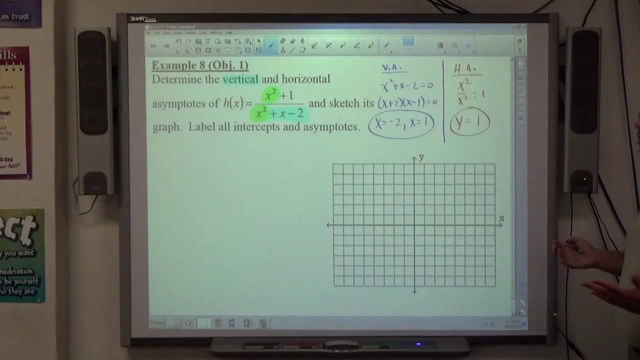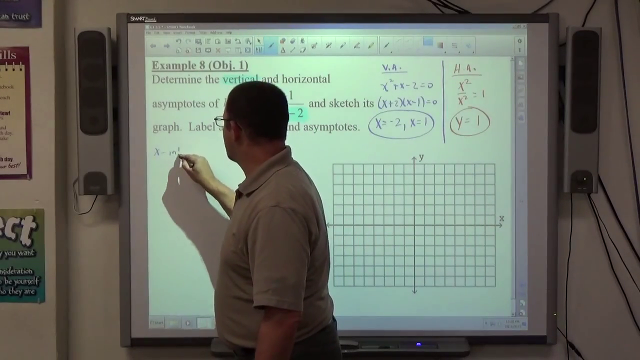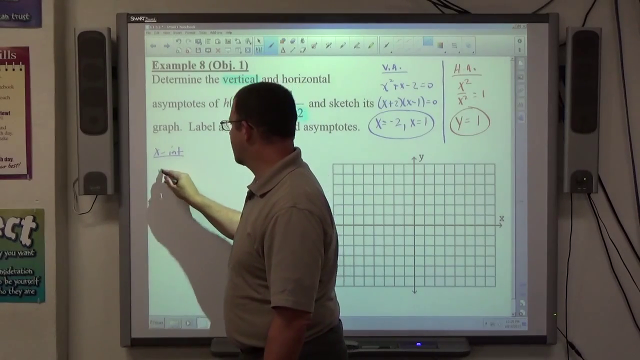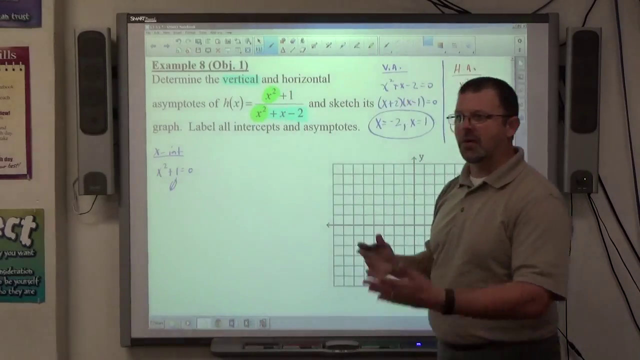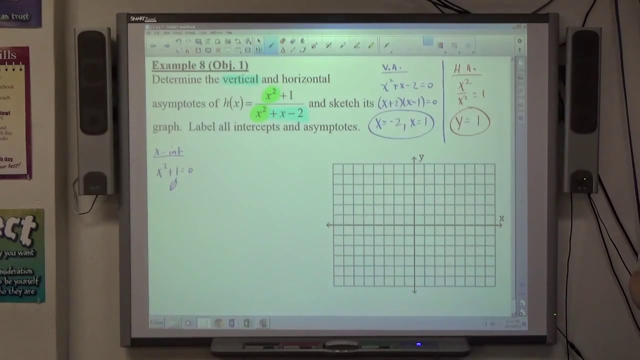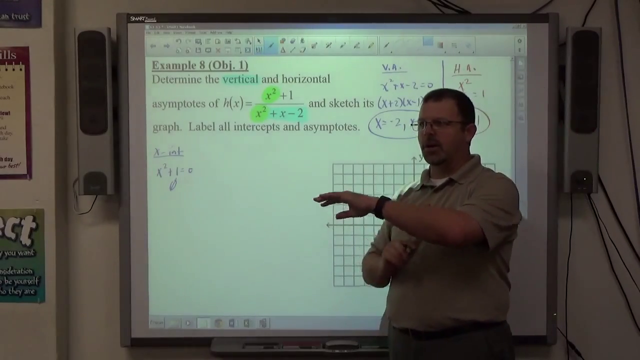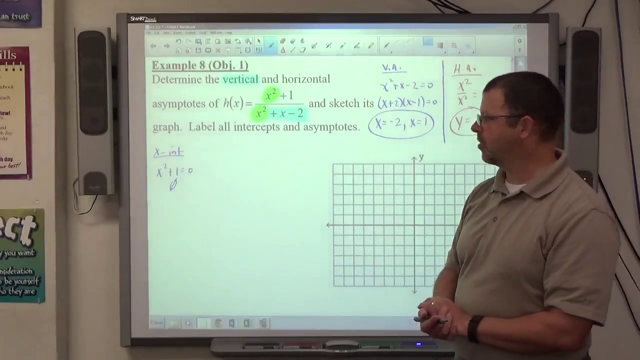As far as intercepts are concerned, x and y intercepts. As far as x-intercepts are concerned, we only care about the top equaling 0. I think we've already established x squared plus 1 can't equal 0, which means there are no x-intercepts. This graph will never cross the x-axis. Because in order for a fraction to equal 0, it has to be 0 divided by a number. In this case, the top cannot equal 0, so the graph will never cross the x-axis.